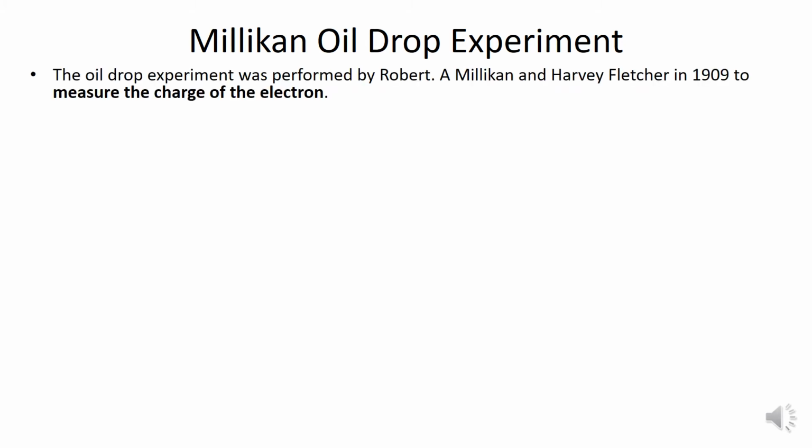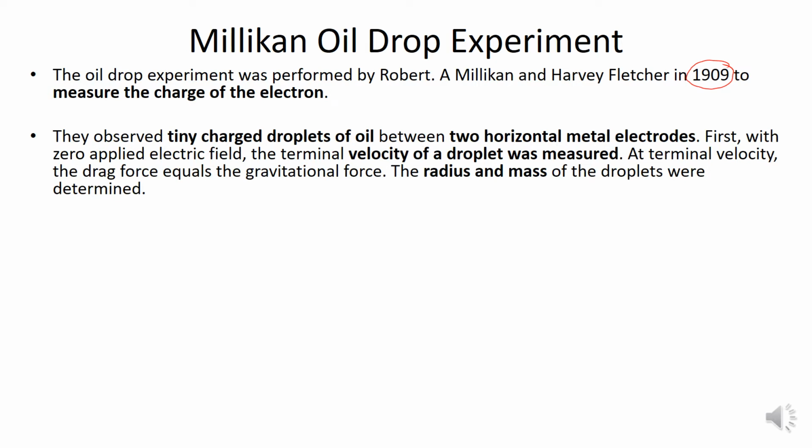And the oil drop experiment was performed by a guy called Robert A. Millikan and another guy called Harvey Fletcher in 1909. So they had the wherewithal to do this, to measure the charge of the electron in 1909. So I'll talk you through it, and then we'll have a picture, and I have a link to a video on this. You don't have to know this for your course, but it's informative, because you'll be wondering how they know these numbers and how they went about it.